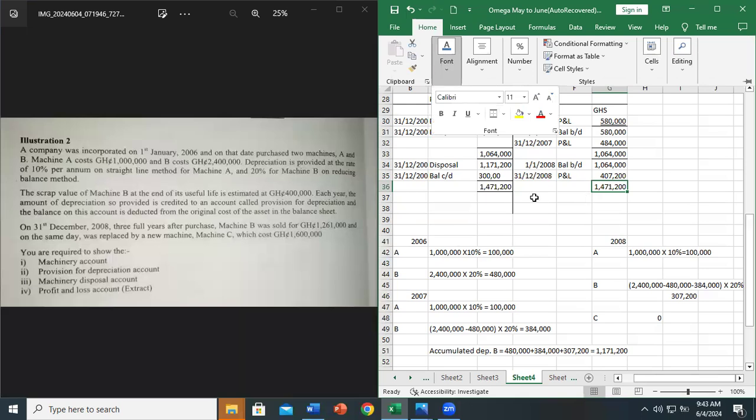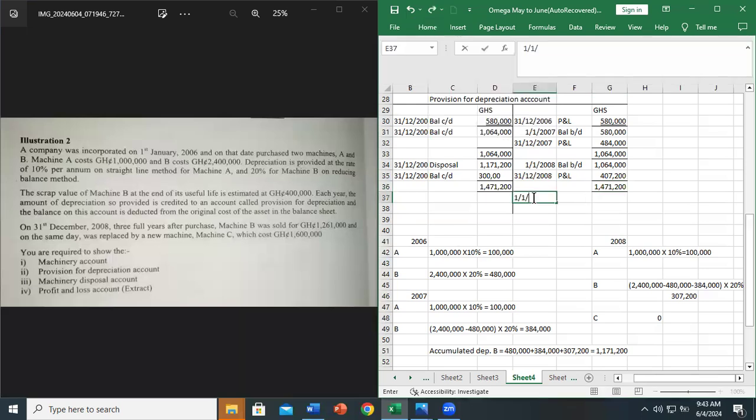So we bring it down to 2009 first, January 2009. Balance brought down 300,000.